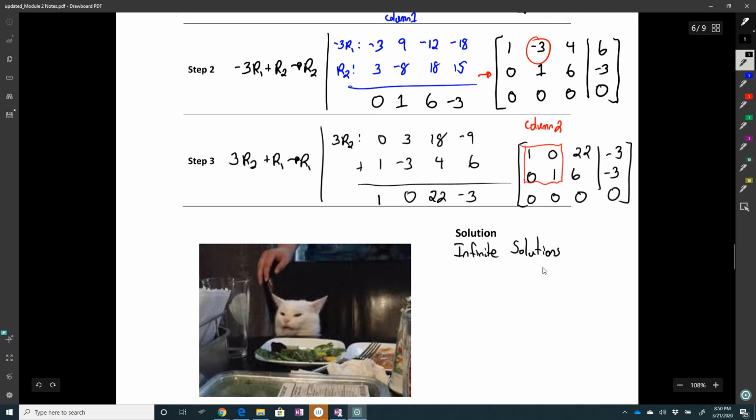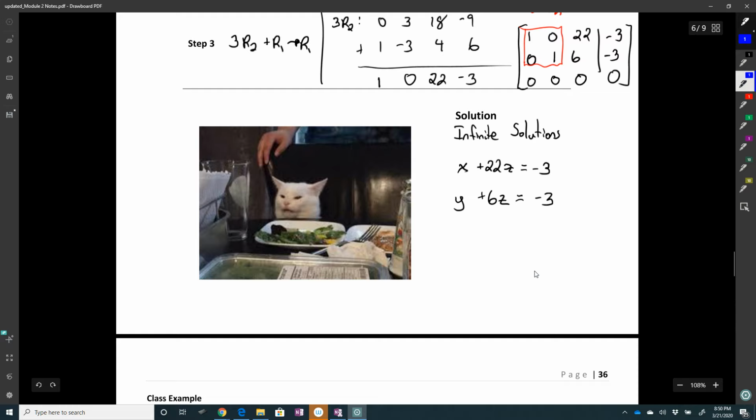And so I have x plus 22z equals negative 3. The other row tells me that y plus 6z is equal to negative 3. And that gives me my two solutions. So all I got to do is subtract this to the other side and get that to the other side. So my answer is going to be negative 22z minus 3, negative 6z minus 3, and z.